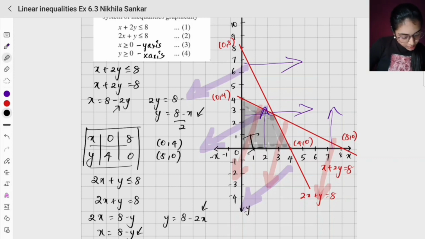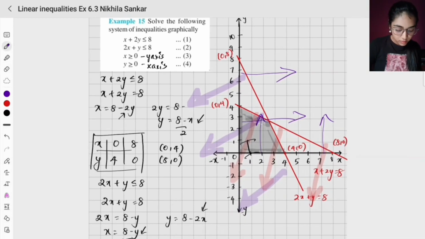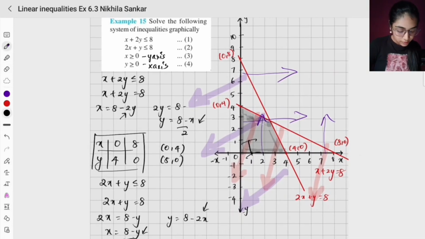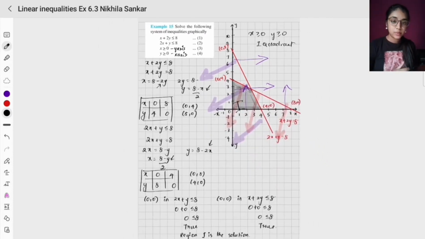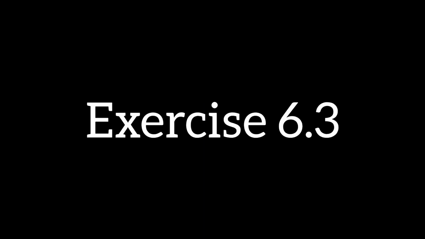Okay, so please pay attention when you are talking about x greater than 0 and y greater than 0 na, we are always talking about the first quadrant. When it comes to x greater than or equal to 0 and y greater than or equal to 0, we are talking about the first quadrant. Okay, so that is very very important. Please copy. So with this we are done with example questions. Let's move on to some exercise questions.